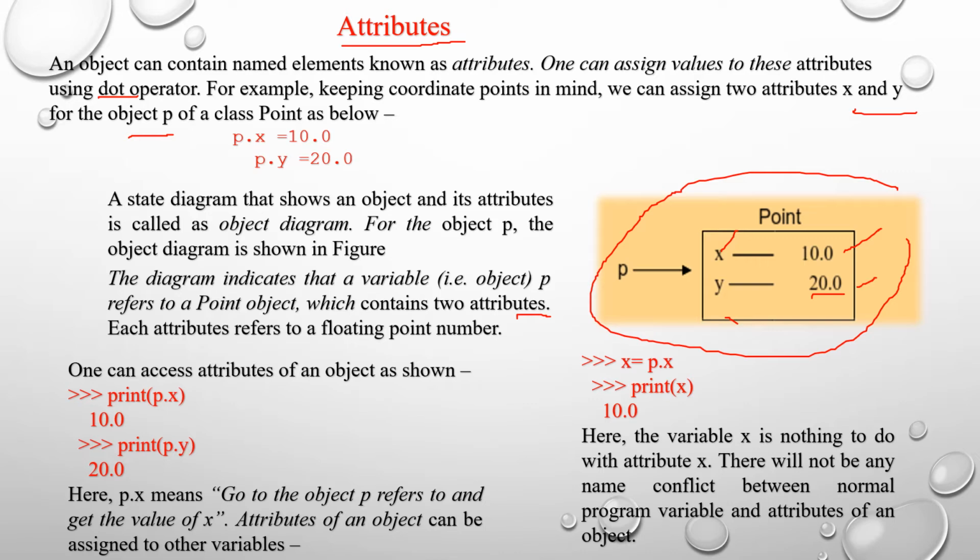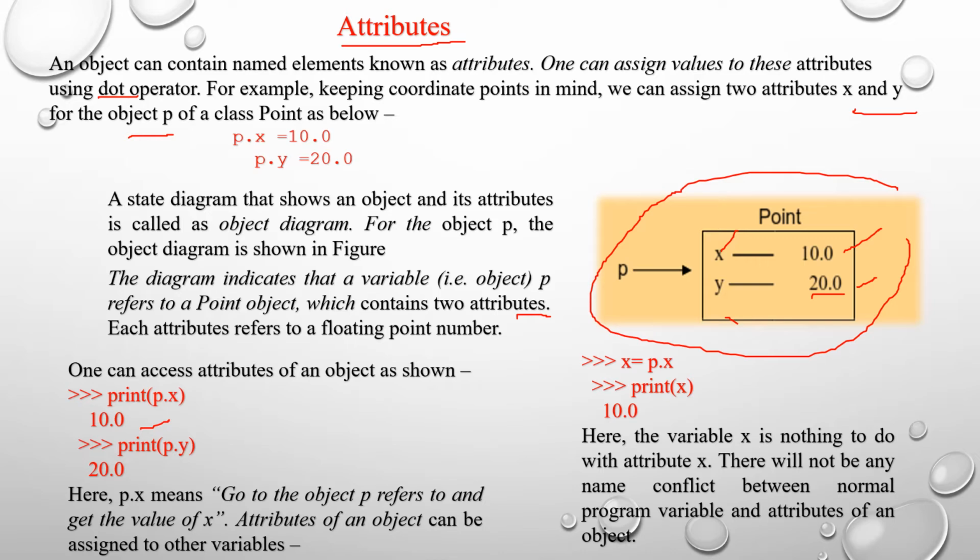One can access the attributes of an object. So for example, if you print p.x, the interpreter will print 10. If you print p.y, the interpreter will print 20. Here p.x means go to the object p, refer to it, and get the value of x. The attributes of an object can be assigned to other variables.